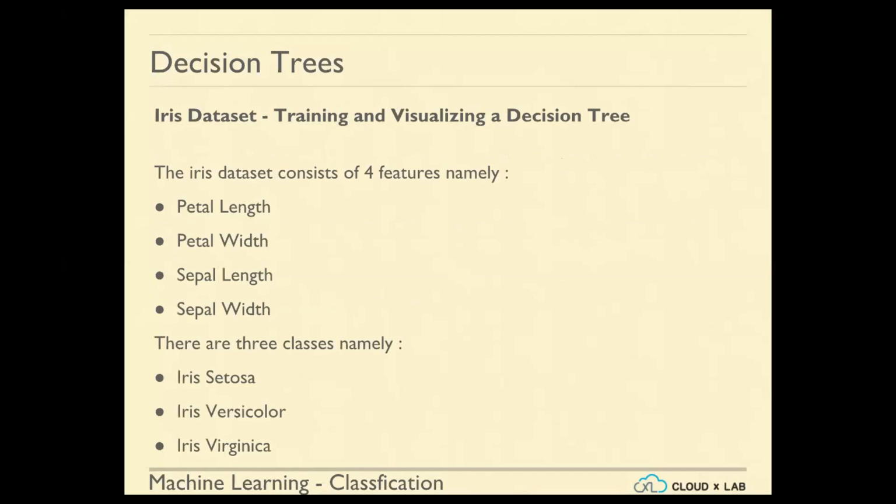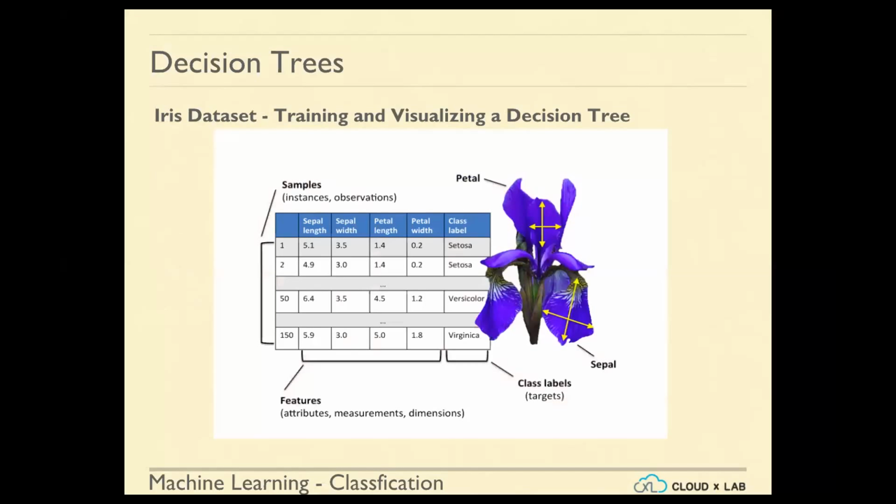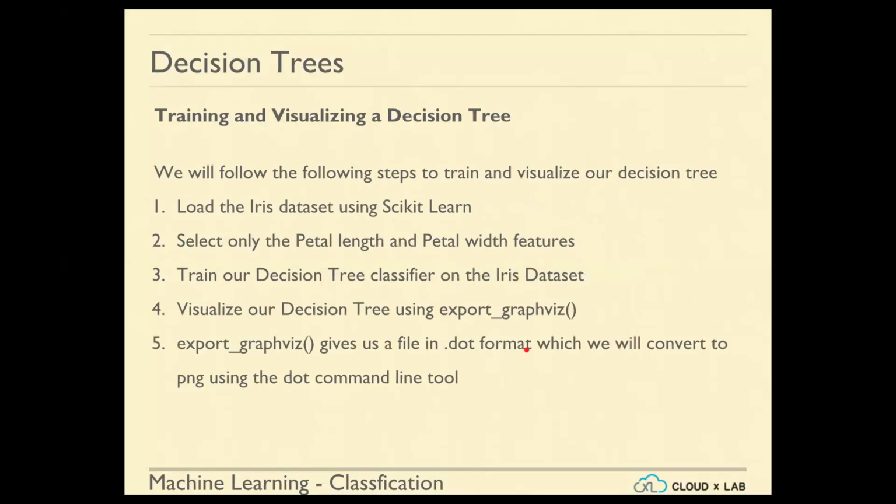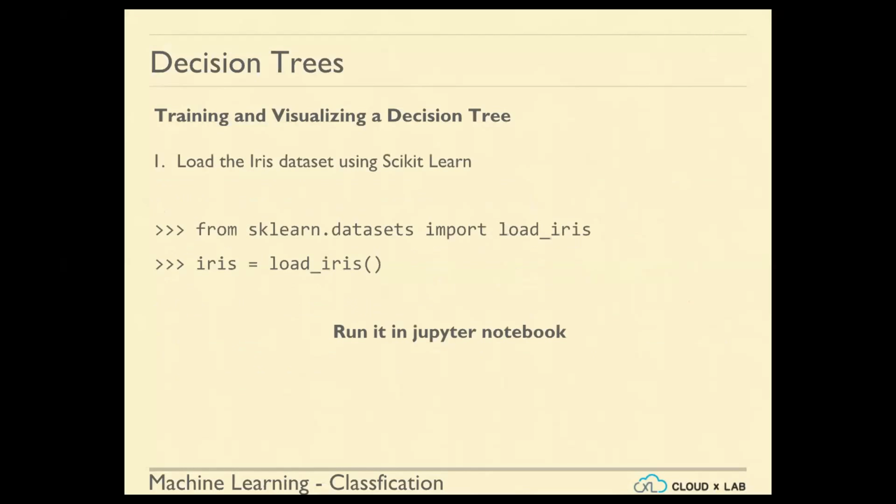Okay, so the iris dataset had four features, remember? The petal length, width, sepal length, and width. And there are three classes, namely Setosa, Versicolor, and Virginica. Here we are going to only use petal length and petal width. So we'll follow the following steps to train and visualize our decision tree. First, we'll load the iris dataset.